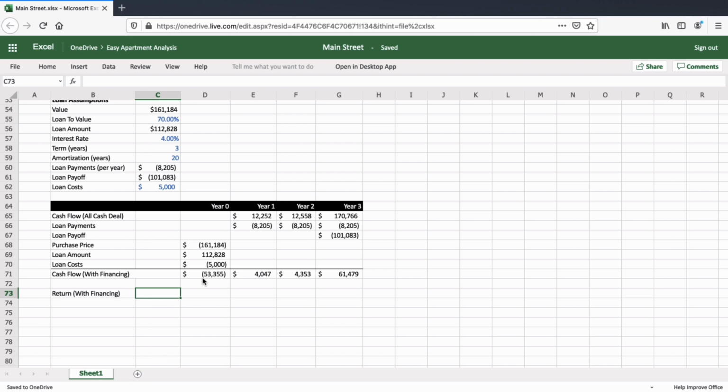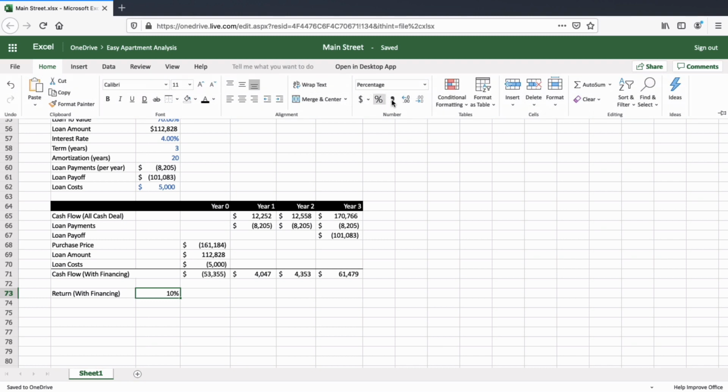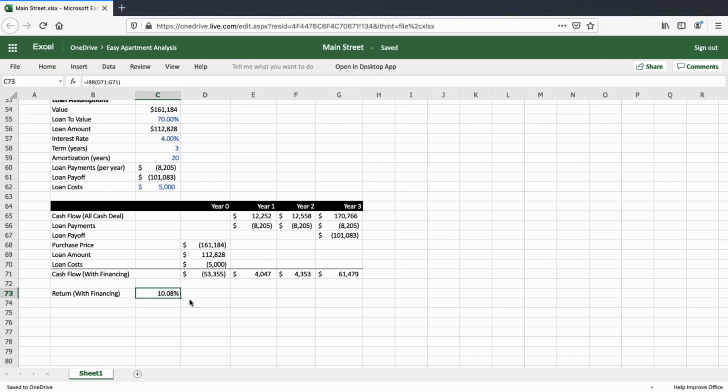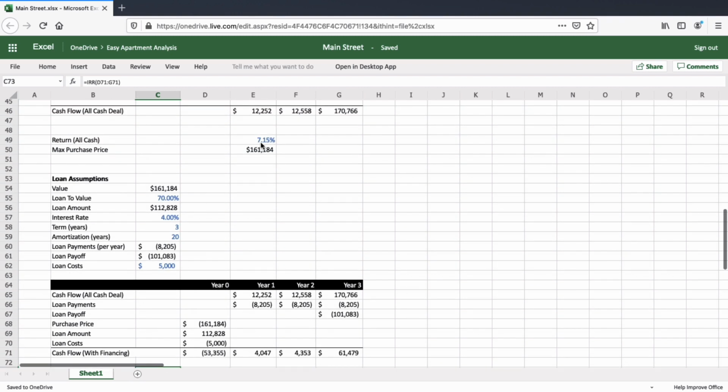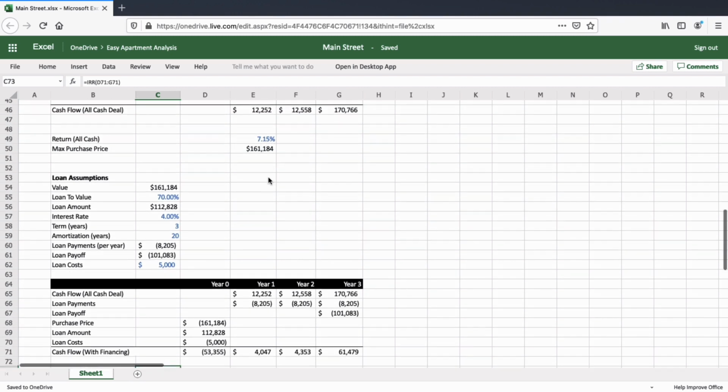We are investing $53,000 and we're going to get this. So what's my return if I invest $53,000 to get these future cash flows? Equals IRR, open parenthesis, and highlight all that stuff. And you get a 10% return. Now, when you're dealing with return, you want to look at decimal places. So I'm going to make 2 decimal places there. So it's a 10.08% return. So when you're looking at this, you can see that with financing, we're getting a 10% return approximately. But if we bought the thing all cash, we'd only have a 7.15% return.